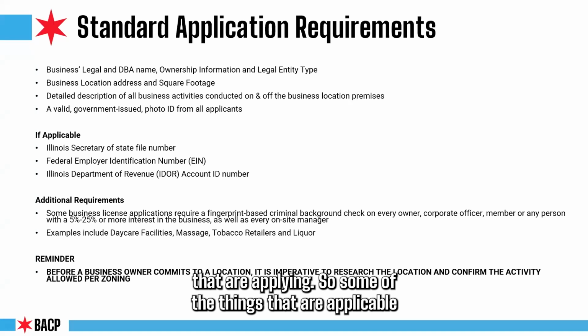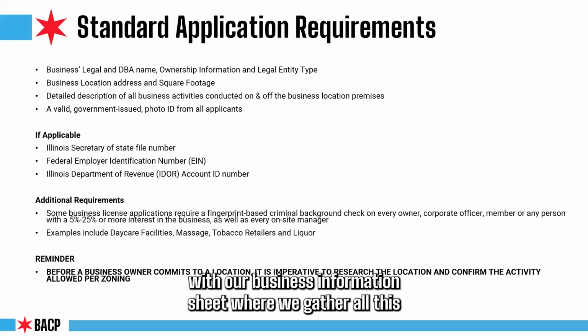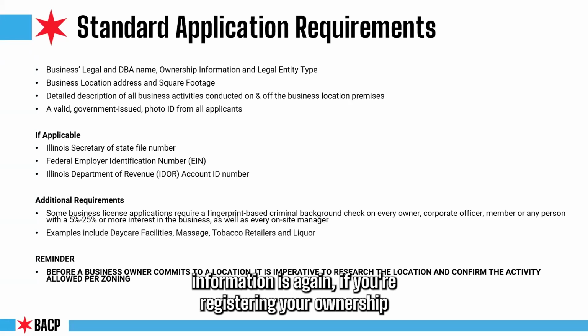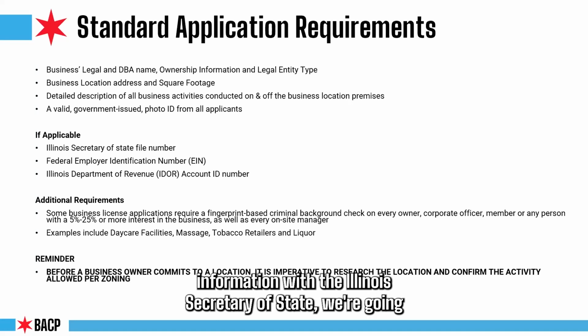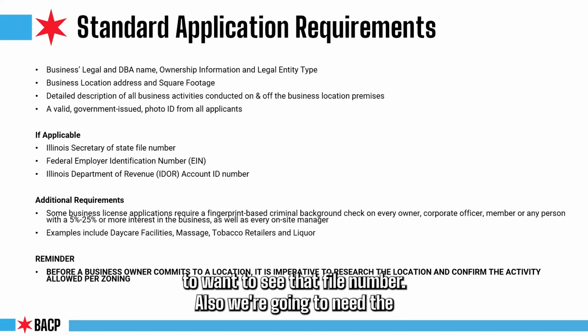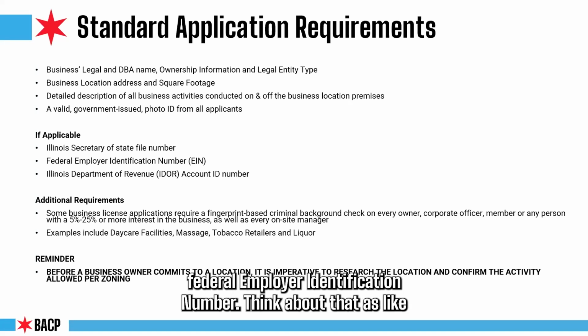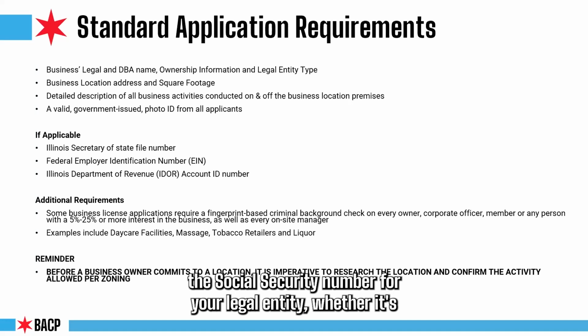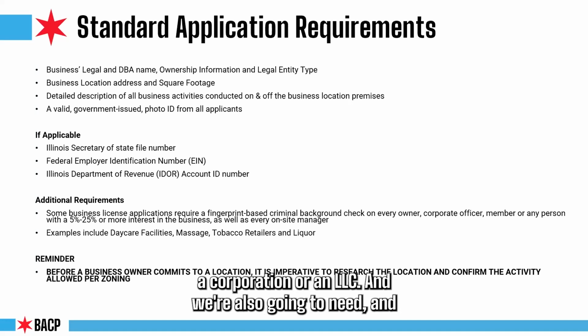So some of the things that are applicable with our business information sheet where we gather all this information is, again, if you're registering your ownership information with the Illinois Secretary of State, we're going to want to see that file number. Also, we're going to need the federal employer identification number. Think about that as like the social security number for your legal entity, whether it's a corporation or an LLC.